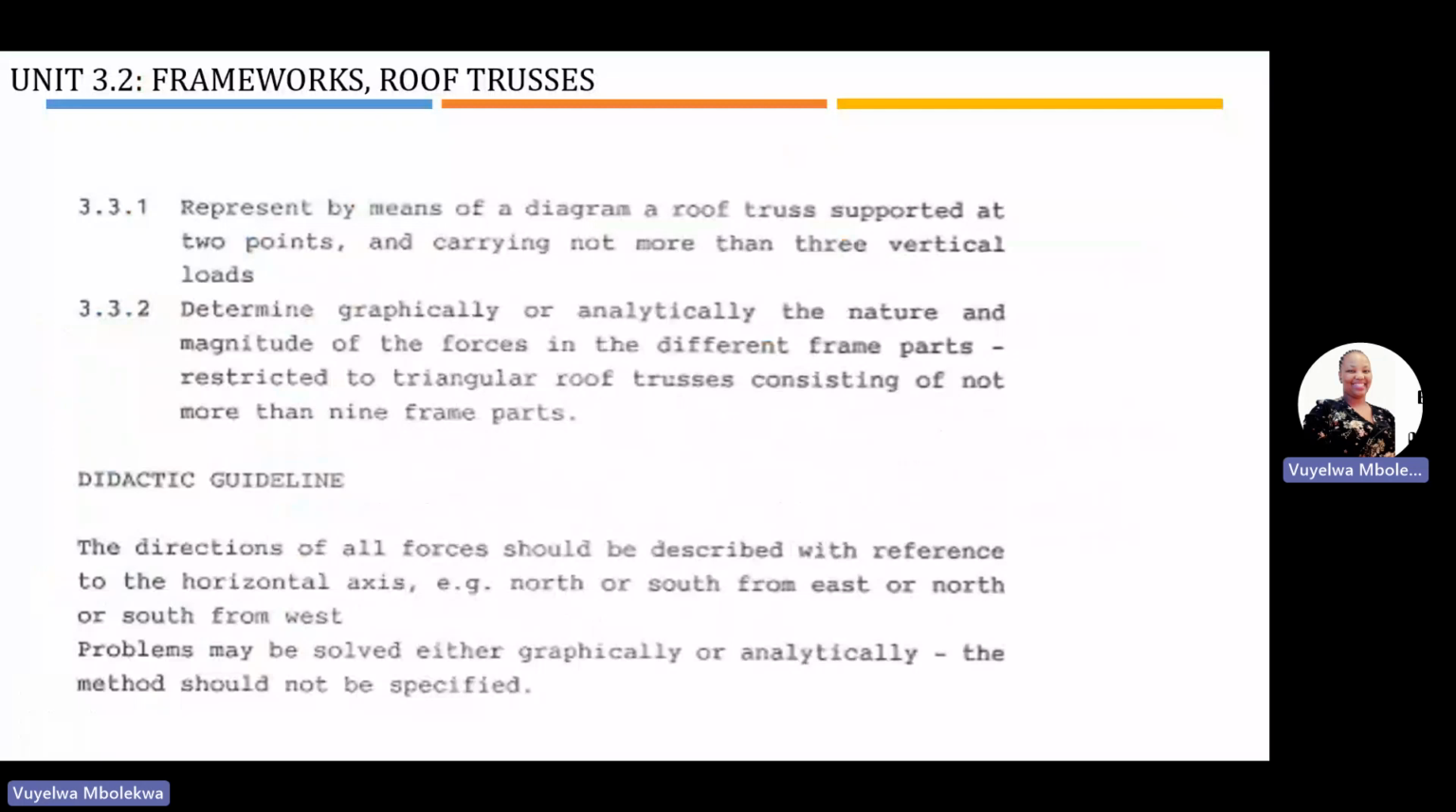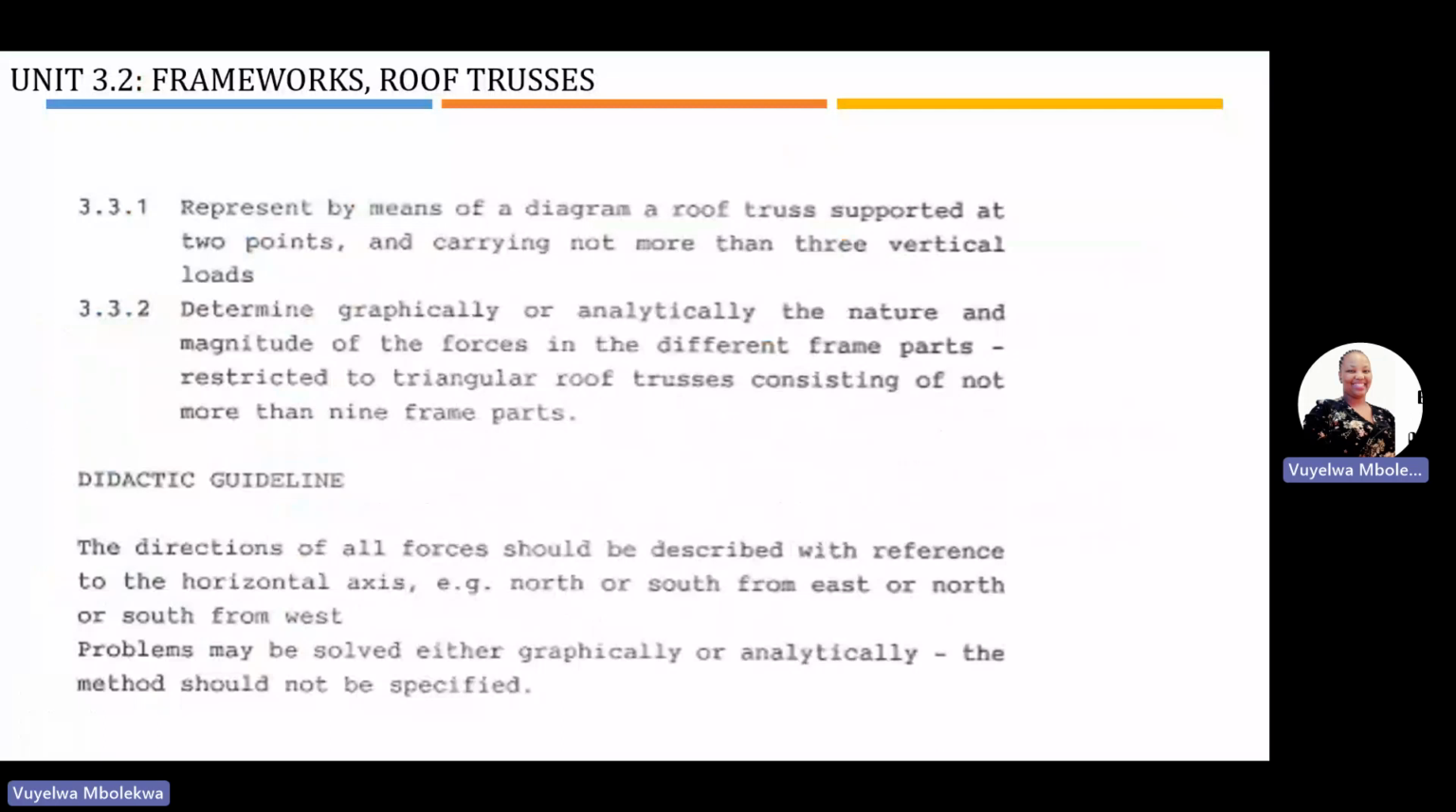So 3.3.1 says represent by means of a diagram a roof truss supported at 2 points and carrying not more than 3 vertical loads. Determine graphically or analytically the nature and magnitude of the forces in the different frame parts, restricted to triangular roof trusses consisting of not more than 9 frame parts.